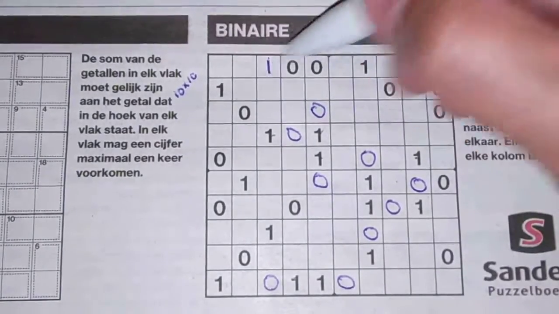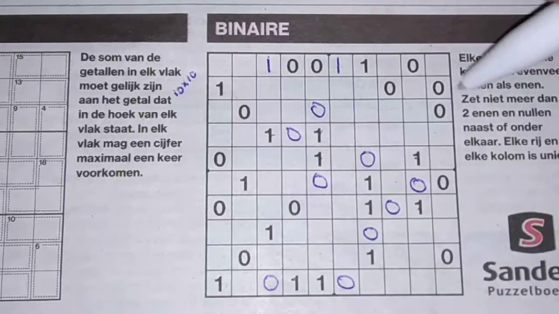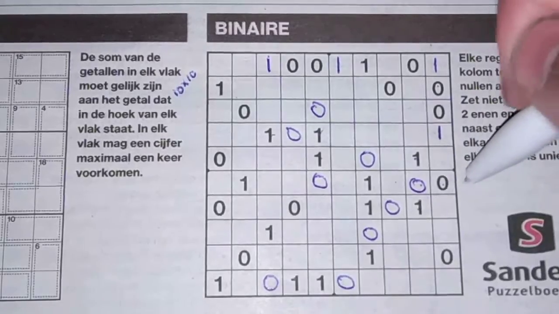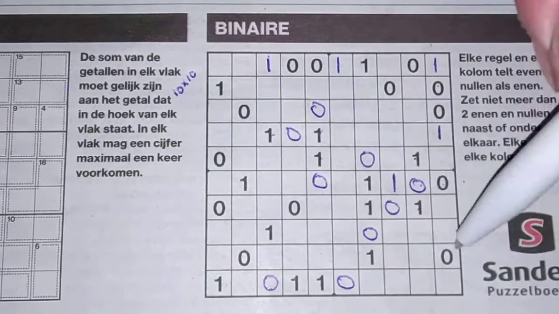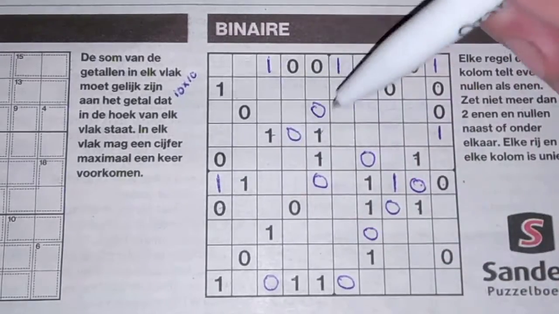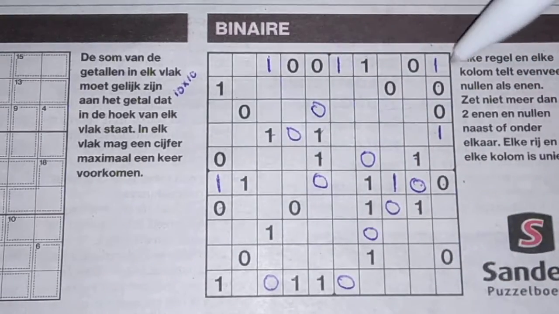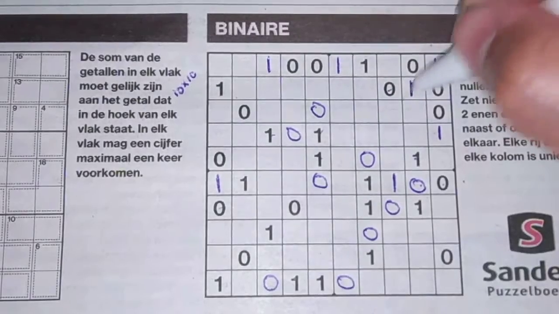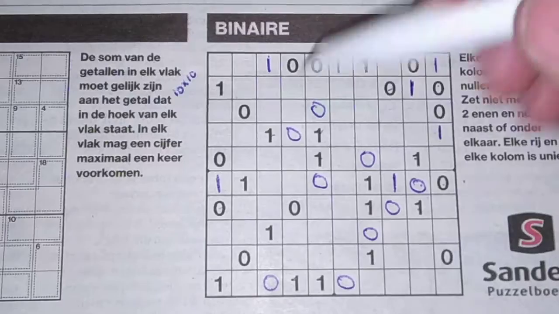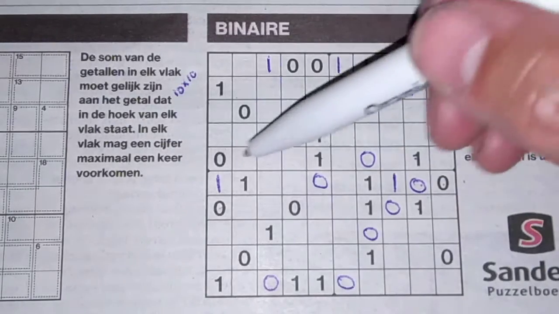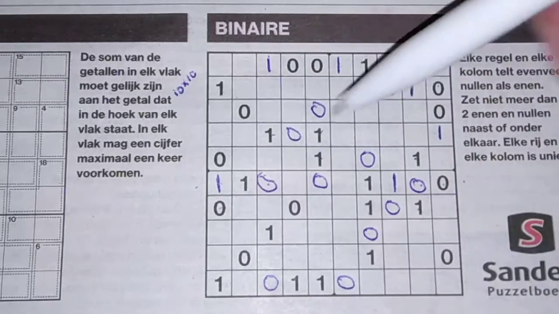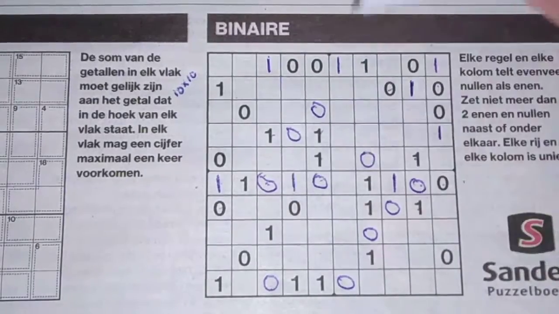Double 0, here a 1, there a 1. Between two 0s comes a 1. Then a double 1 here and 0, there and 0. Between two 0s comes a 1.